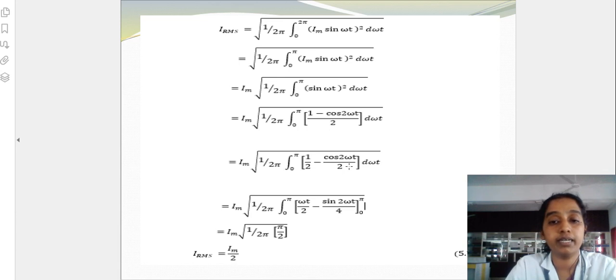Integrating this, I get omega t by 2 minus, the cos will change to sine 2 omega t by 2 into 2, which gives 4. Substituting the values, sin pi will be 0 and sin 0 is 0, so only the first term will be available. That is pi by 2. Pi will get cancelled and we get Im root 1 by 4. Taking the 4 outside the square root we get 2. So the RMS value of current is Im by 2.